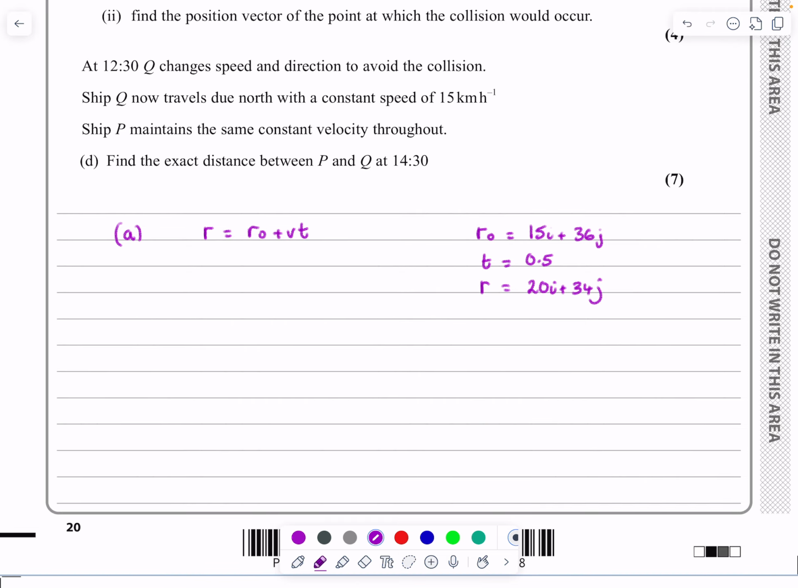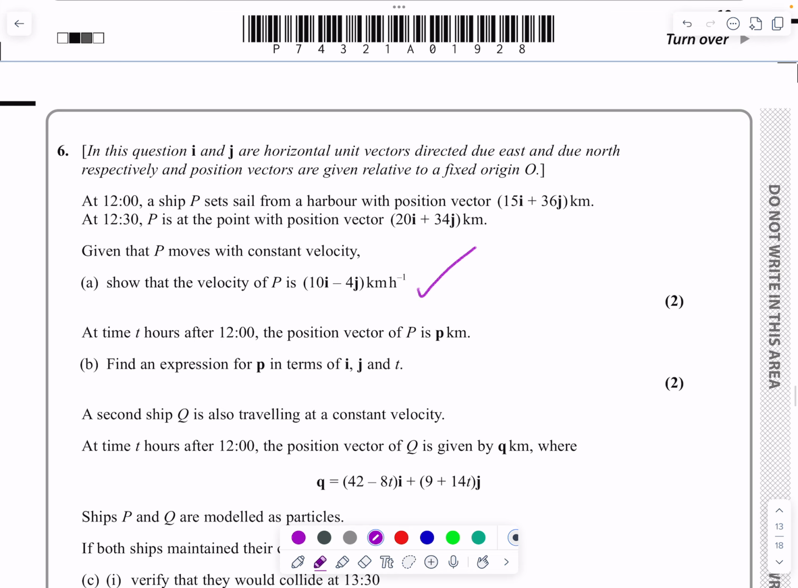So r equals r0 plus vt is going to give me 20i plus 34j is equal to r0, 15i plus 36j, plus v times 0.5, so plus 0.5v here. Well, let's subtract the 15i and the 36j. I'm going to get 5i minus 2j is equal to 0.5v. Okay, so v is just double that. So v is 10i minus 4j, and that's what they asked me to show there. 10i minus 4j is the velocity for the first part.